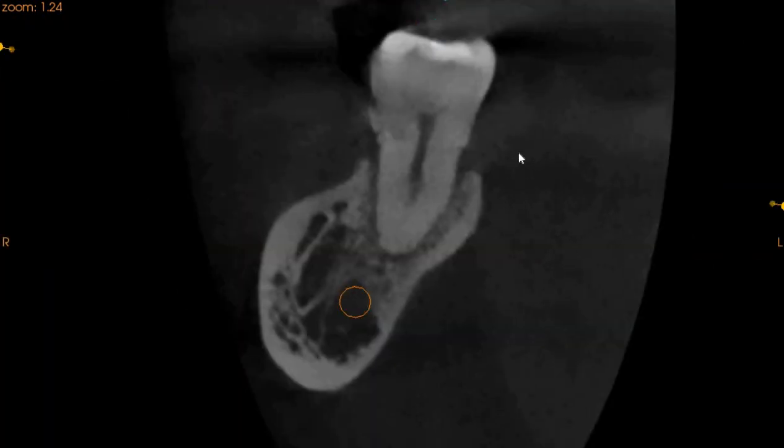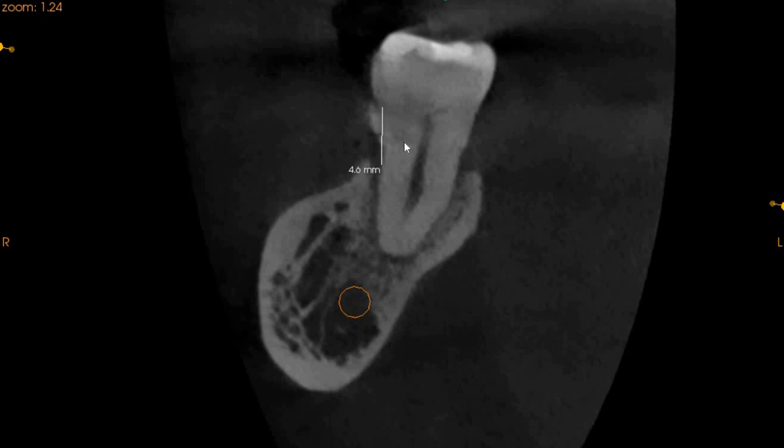From a coronal point of view, which is front to back, you can clearly see that the PDL widening is quite significant, especially on the buccal side. This will also be positive for probing depth, quite significant. The bone levels are below the cemento enamel junction quite significantly. If I can measure that, it is going to be approximately 5 millimeters below the cemento enamel junction. We've got one single canal which goes all the way to the apex, no apical ramifications.